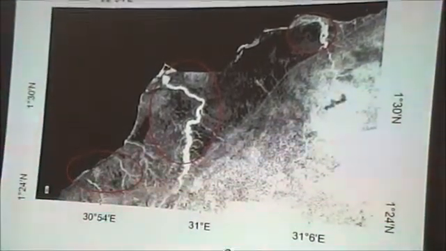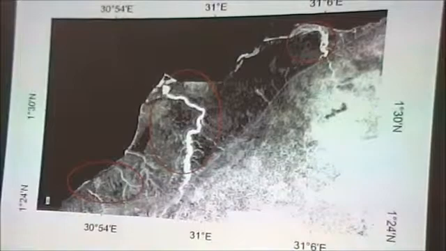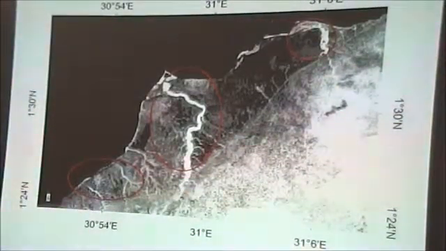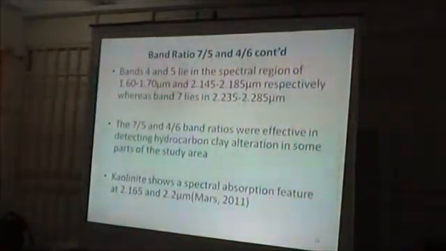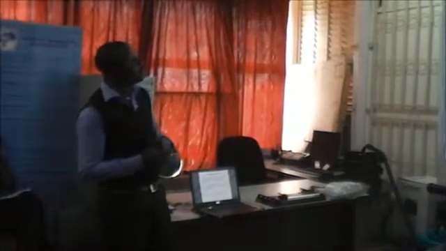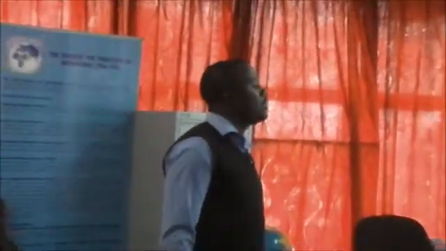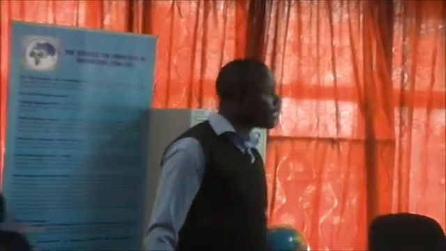So this is an image of the 4:6 band ratio showing the formation of the kaolinite from the clay, as we see with a major alteration being in areas circled with red. So, like I've said, the 7:5 band ratio was far better in differentiating the formation of kaolinite from clay. However, the 4:6 still gave us some results. So by comparison, the 7:5 was a better ratio in mapping the kaolinite.